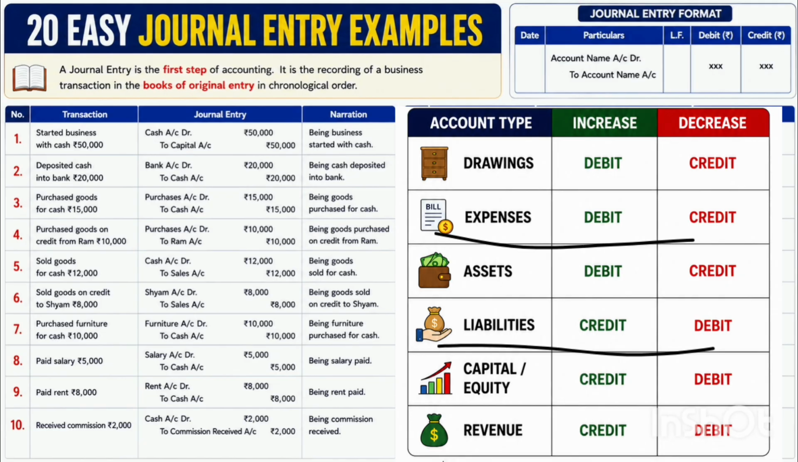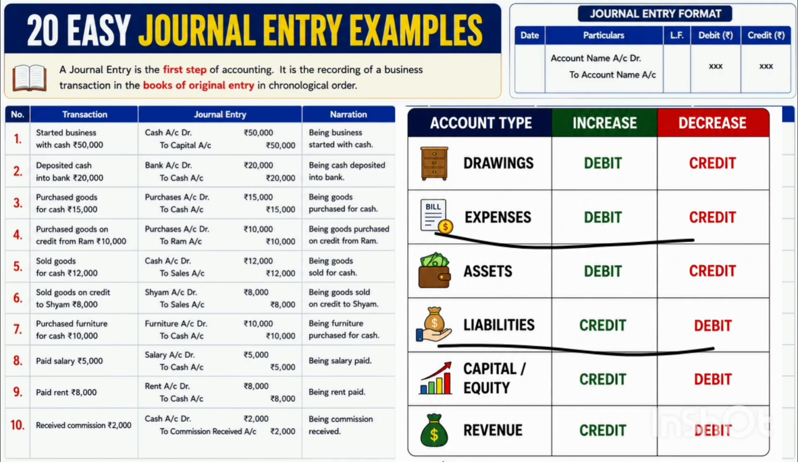When liability gets increased, we have to credit. So just because of that, Ram account gets increased, we have to credit it. Okay. So here you can see through the modern rule, whenever liability gets increased, we have to credit it, and whenever it gets decreased, we have to debit it. So follow this rule while recording the journal entry.